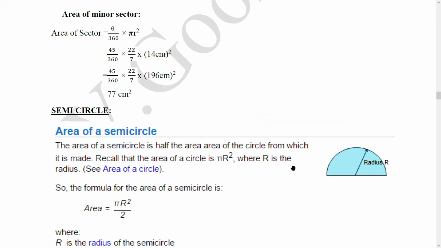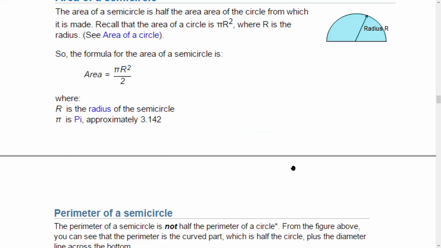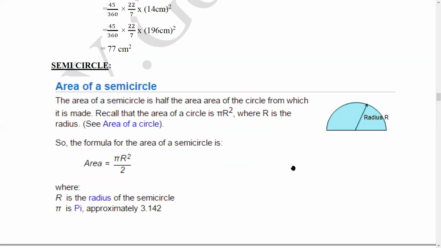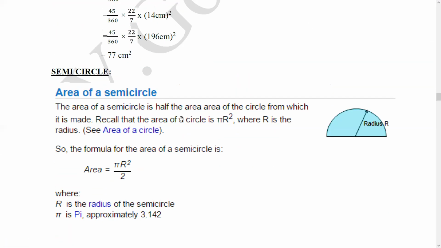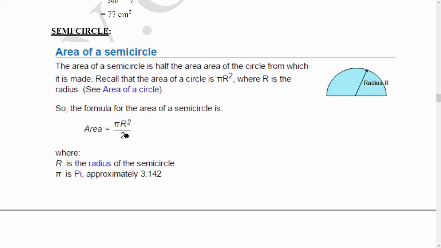Okay, so a semicircle now. The area of a semicircle is half the area of the circle from which it is made. So recall that the area of a circle is pi r squared, where r is the radius. So the formula for the area of a semicircle is pi r squared, whatever the area is, divided by 2. Any questions?